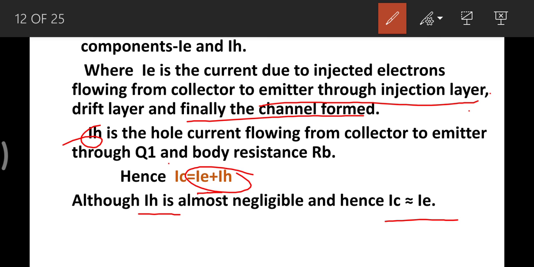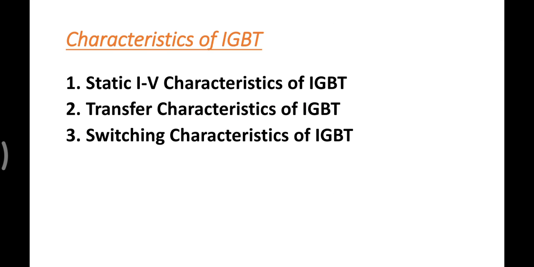Next, characteristics of the IGBT. There are totally 3 characteristics. What are those? One is the VI characteristics of the IGBT. It is also called the steady state characteristics. Second one is the transfer characteristics of the IGBT. Transfer characteristics means, with respect to the change in the gate voltage, how the current is flowing through the collector. We can get this analysis by using the transfer characteristics of the IGBT.